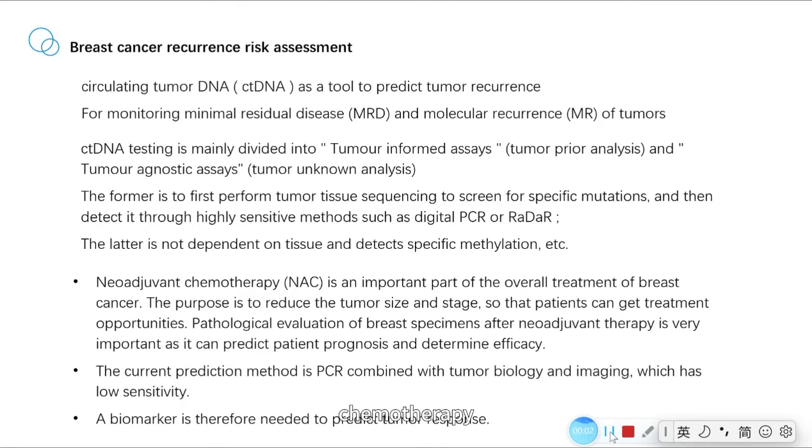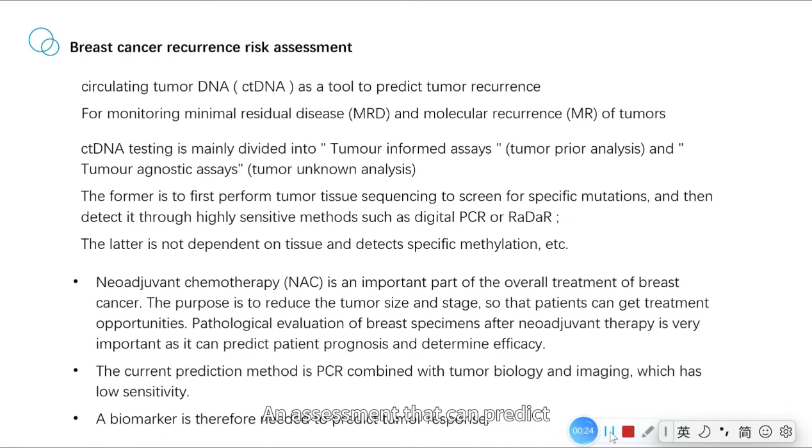Neoadjuvant chemotherapy is an important treatment for stage 3 breast cancer. The purpose of treatment is to reduce the size and stage of the tumor so that patients can have a chance at surgical treatment or breast conservation. For neoadjuvant treatment, pathological evaluation of the breast specimen is very important.